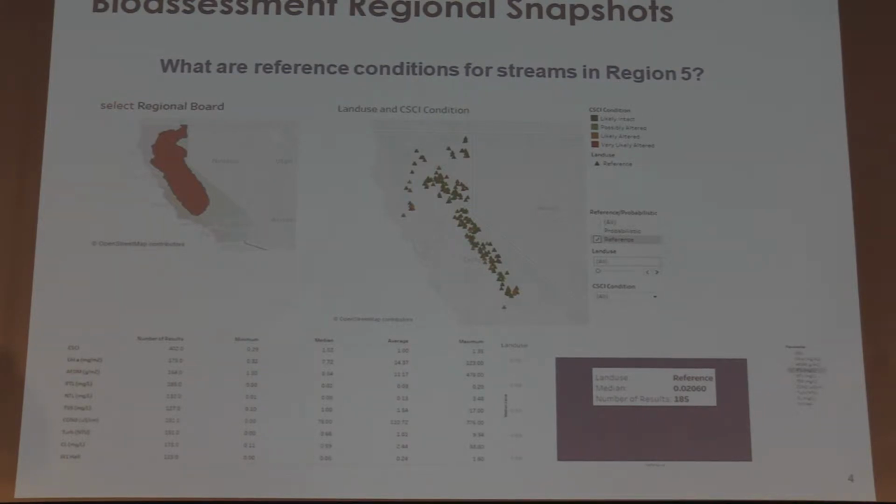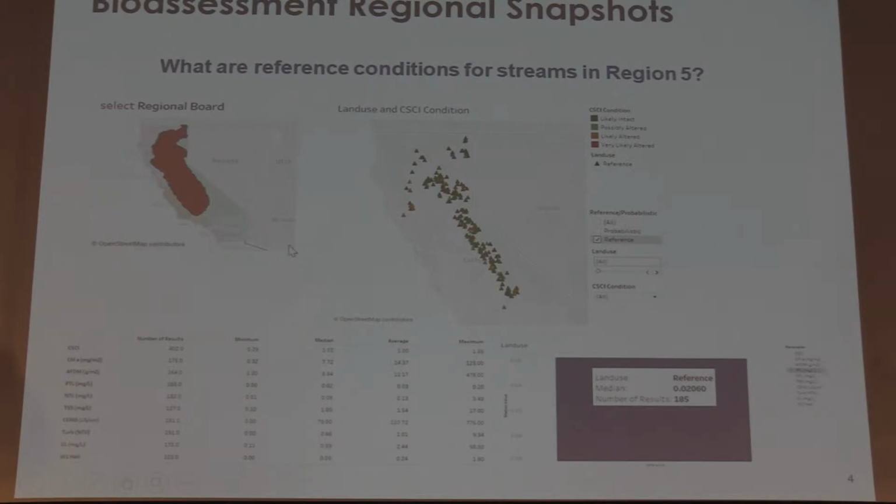So in this question that I posed on this slide, if you want to know what the reference conditions are for all the streams in the Central Valley region, or Region 5, and the way reference is defined, it's streams with minimum human disturbance, you could select the Central Valley region boundary, and then you could select the reference category. And this second map here in the middle will populate all the reference sites that are within the Region 5 boundary.